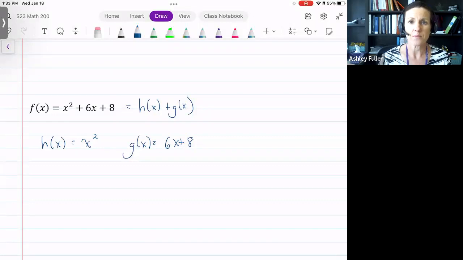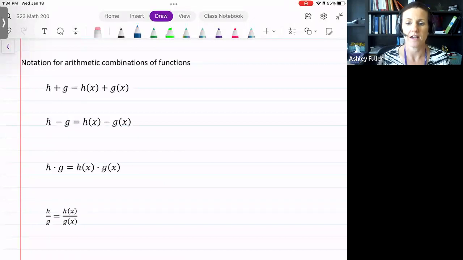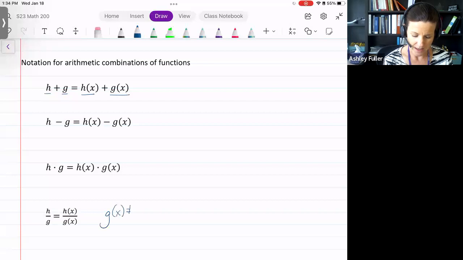We can use all these basic arithmetic operations such as addition, subtraction, multiplication, and division to create new functions. Here are the notations for the arithmetic combinations of functions. When we are combining h plus g, we're combining the function h of x plus g of x, and it will result in combining like terms. Likewise, the same thing with subtraction and multiplication. Notice with division, we do need to add the restriction that that denominator, g of x in this case, cannot equal 0, because we know that dividing by 0 results in something being undefined.